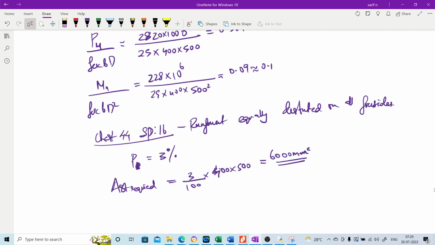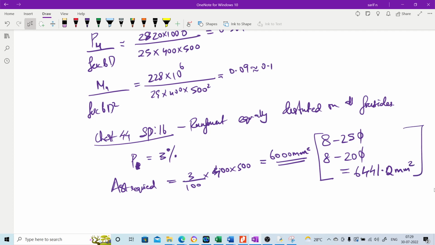Let us provide 8 numbers of 25 mm and 8 numbers of 20 mm. Okay, so if you do the calculations, you will see that this amount of reinforcement is 6441.2 mm square, which is greater than required. So this will be the reinforcement that we will be providing as longitudinal reinforcement. So that is the end of longitudinal reinforcement design.